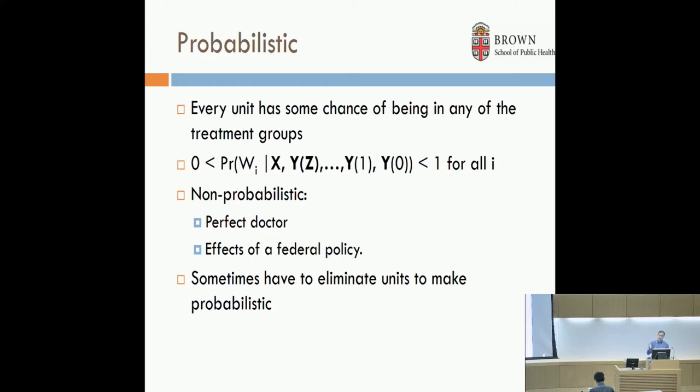And sometimes we have to eliminate units to make it probabilistic because some units have no chance of getting it. If they're very sick, for example, people who are extremely sick will not get chemotherapy. So I can't see what the effects on those people are.